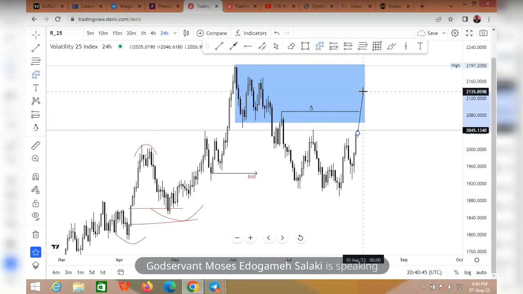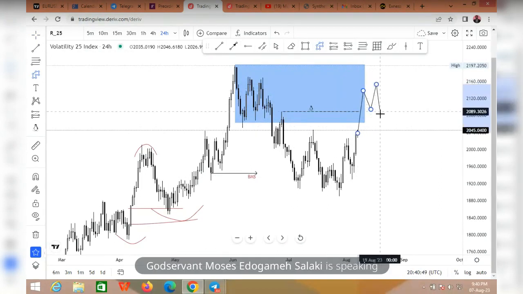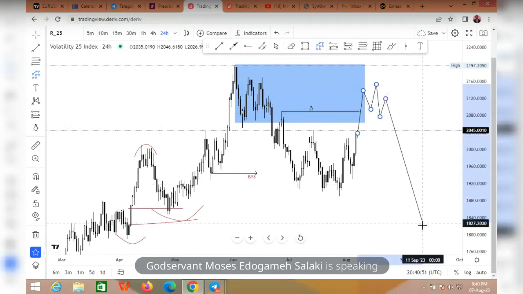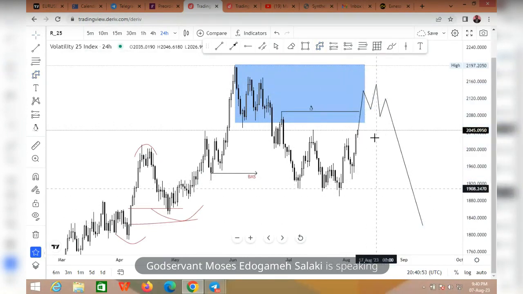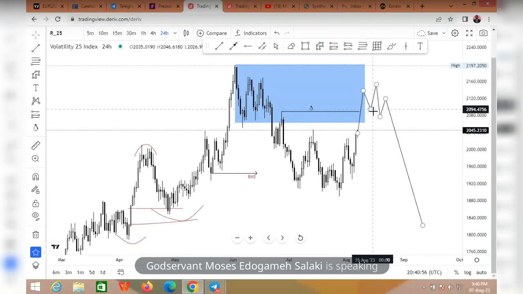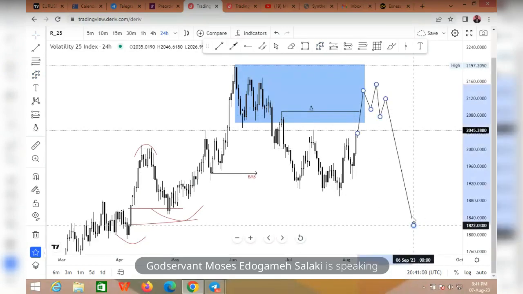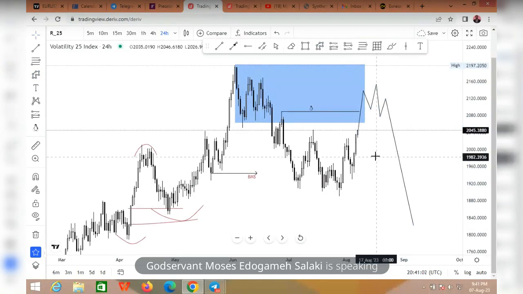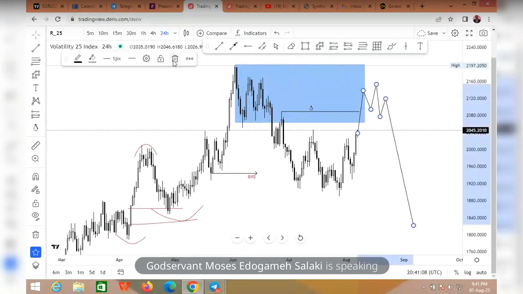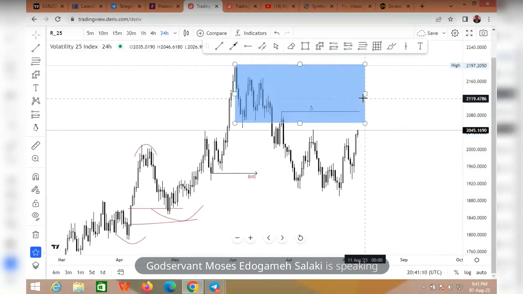possibly a 1 hour or 30 minutes structure, depending on the time frame you use for your entry. You should know the time frame that's convenient for you. There are people that trade 5 minutes, 10 minutes, 15 minutes, 1 hour, 4 hours. But I would really love price to give me a 1 hour break of structure at this zone.